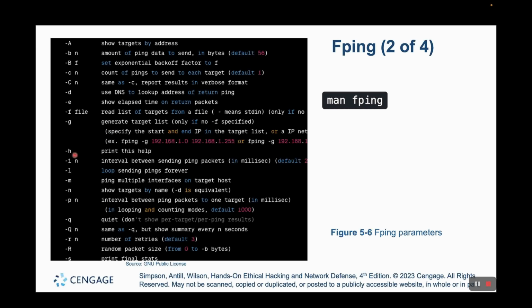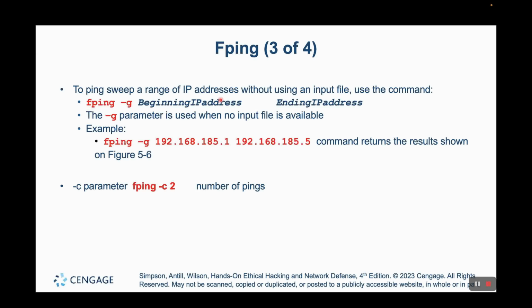For example, -h prints this help, -A shows targets by address, -d uses DNS to look up addresses of return ping. So to ping sweep a range of IP addresses without using an input file, you use this command: fping -g, beginning IP address, ending IP address. The -g parameter is used when no input file is available.